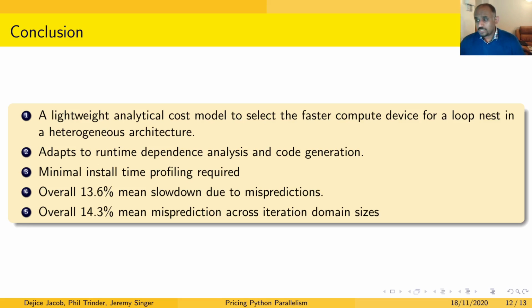In conclusion, the ACM is a lightweight analytical cost model to select the faster compute device in a heterogeneous architecture to JIT compile for. It adapts to runtime dependence analysis and code generation. There's minimal install time profiling required; it's a one-time install time profiling. And overall, there's a 13.6% slowdown due to the mispredictions. And we are mispredicting across 14.3% of all the ranges in our set of experiments.